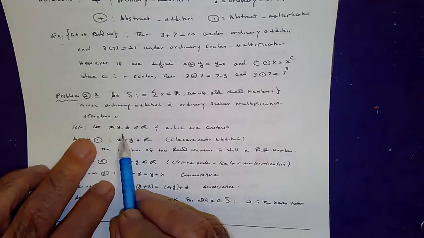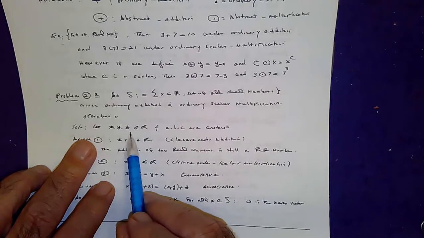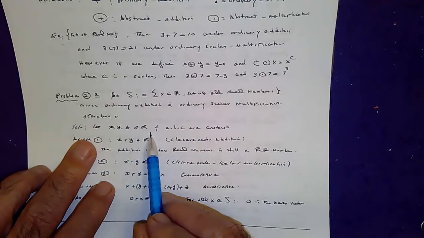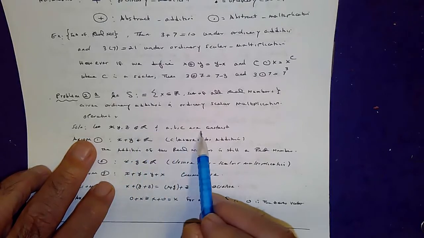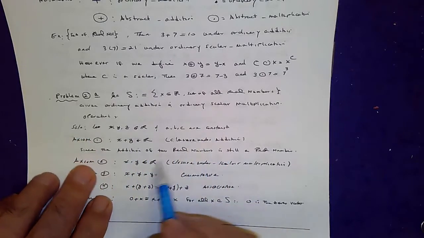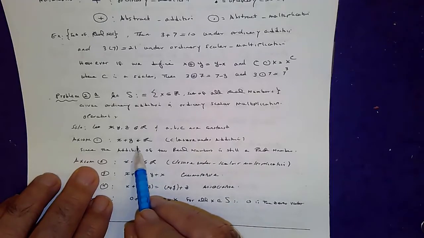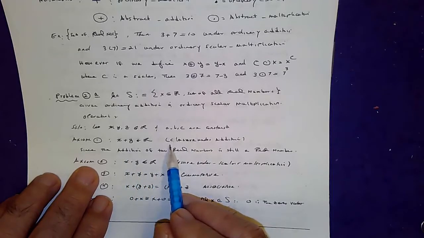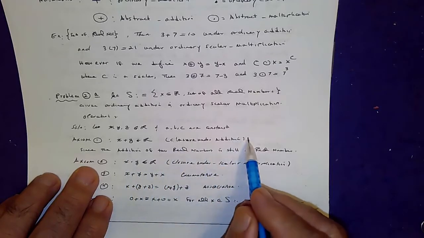To begin with, you define your variables. You go, let x, y, z be real numbers, and a, b, c are constants. Now the question is, when you add two real numbers, do you get a real number? Yes, so closure under addition is satisfied.